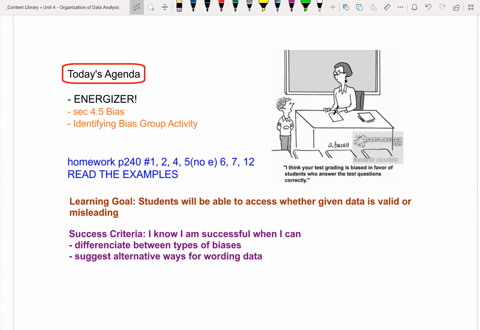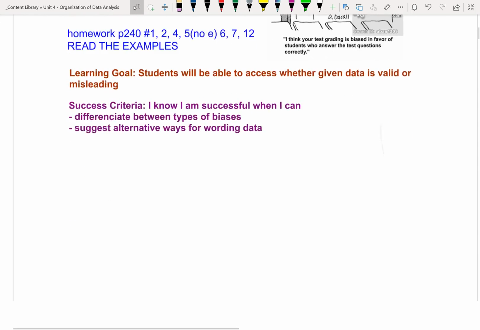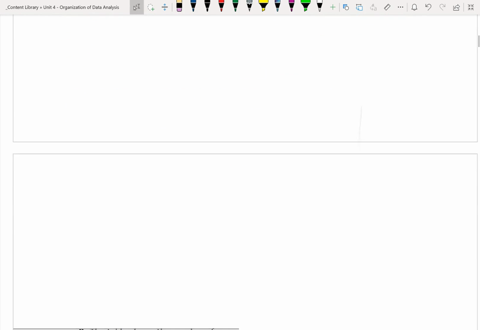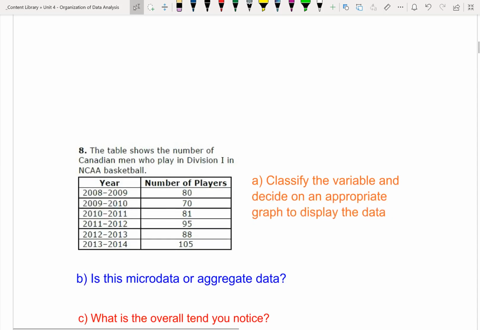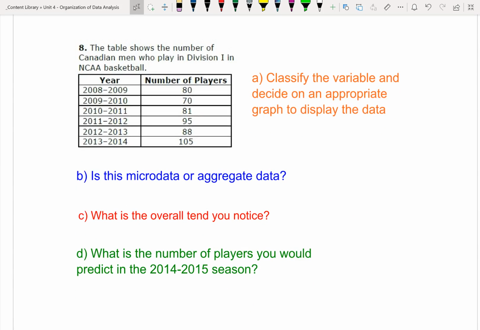In today's note, we're going to be looking at bias and how we can come across bias with the types of sampling we do or in our surveys. So again, before we start into bias, let's take a little bit of a look at some of the stuff from our previous notes. So in the table here, it shows the number of Canadian men who play in Division 1 in the NCAA basketball.